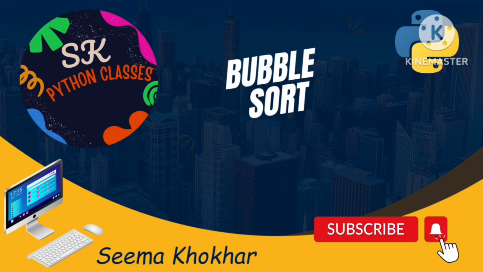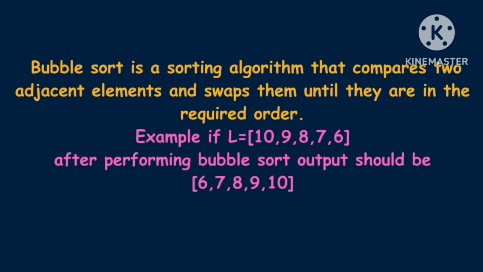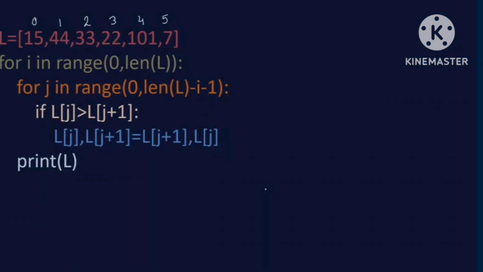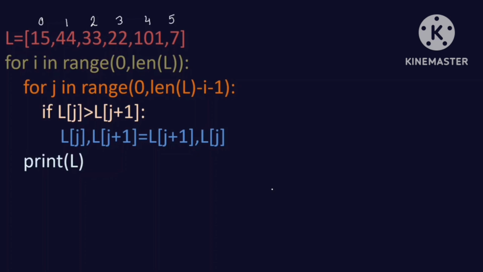In this video we will see how to do bubble sort. So what is bubble sort? It is a sorting algorithm in which we compare two adjacent elements and swap them until they are in correct order. Example, if the list contains 10, 9, 8, 7, 6, we will sort them in ascending order.